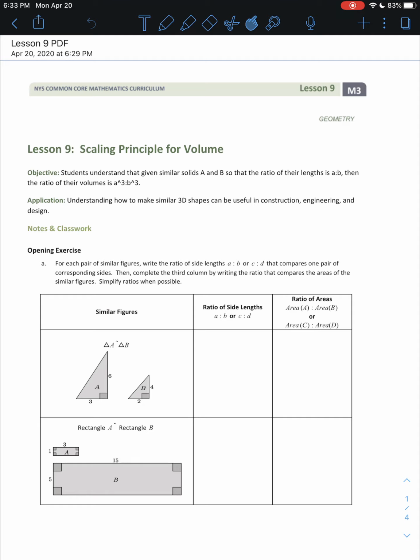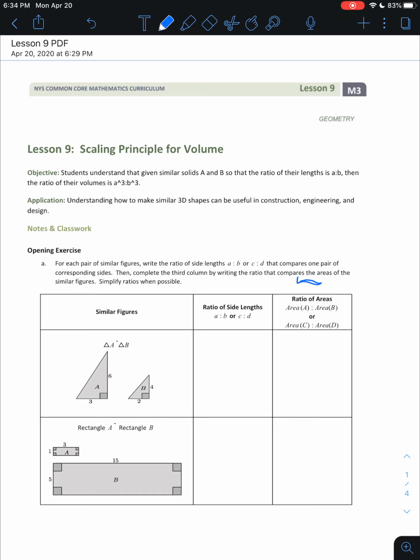So it says for each pair of similar figures, so you have two similar shapes, write the ratio of side lengths, A to B or C to D, that compares one pair of corresponding sides. Then complete the third column, so this column over here, by writing the ratio that compares the areas of the similar figures, and simplify the ratios when possible. So let's take a look at number one over here.